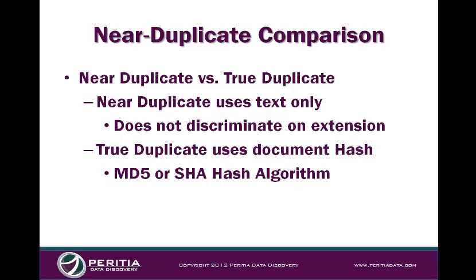True duplicate uses a document hash, an MD5 hash, which is kind of like a digital fingerprint of a file at a certain period of time. So the dedupes, the exact copies of each other, will dedupe out for searching purposes, and what's left are some of the near dupes, those that were not exact duplicates of those documents.